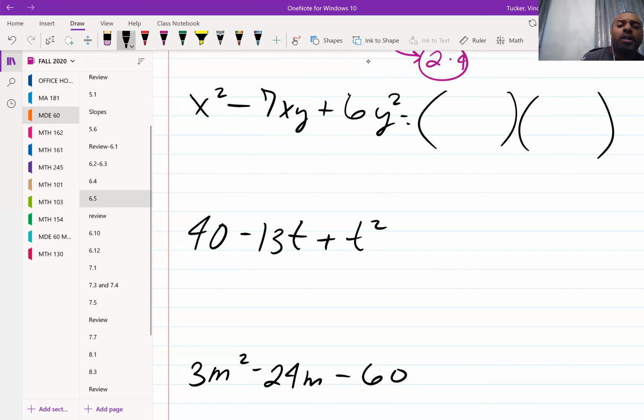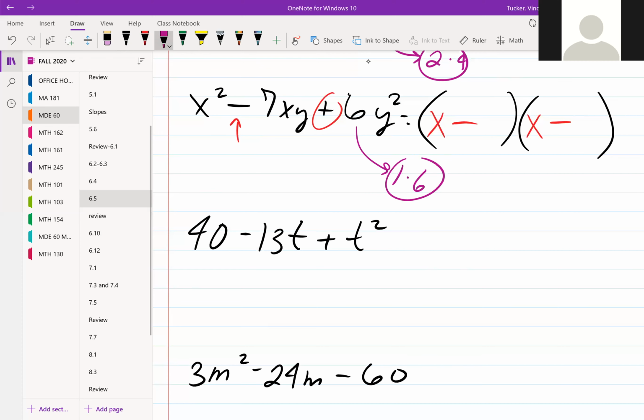So, signs need to be the same. I'm going to use that negative. First term in each is going to be x, because x times x. And we need the factors of 6 that will add together, because our signs are the same, to give us 7.